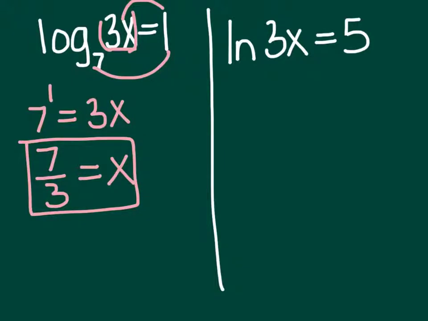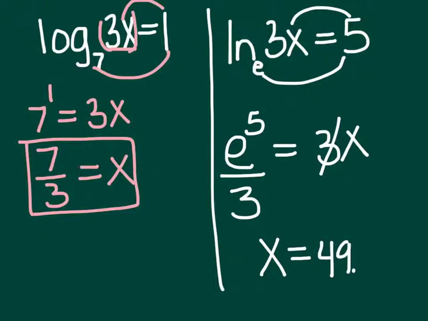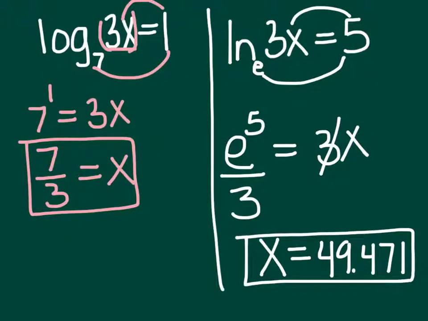So a very similar problem. Now we have the natural log of 3x equals 5. And you have to remember, and if it helps you, write a little e down there. And then take your e as your base, raise it to the 5th power, equals 3x. So you can do e to the 5th in the calculator, and then you're going to divide it by 3. And e to the 5th divided by 3 is 49.471, to 3 decimal places.